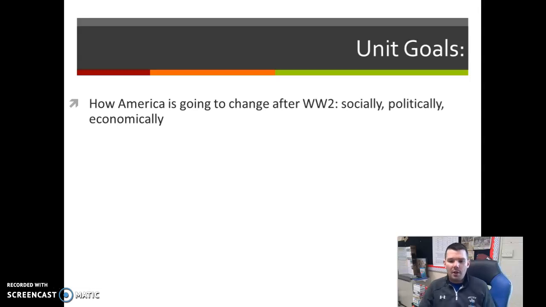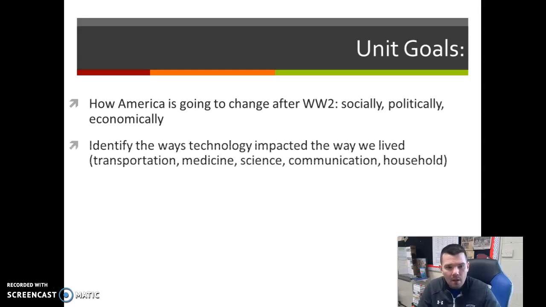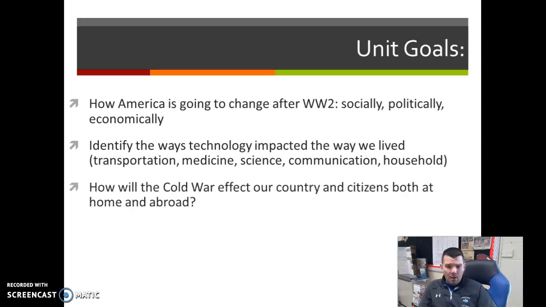So here are our unit goals for the next few weeks. One, how is America going to change after World War II? How is it going to be different socially, politically, and economically? What's it going to be like in these 3 realms here at home? Two, identify the ways that technology is going to impact the way we live. Obviously, through each generation, technology is going to increase and make things easier, as we'll get to in a little bit.